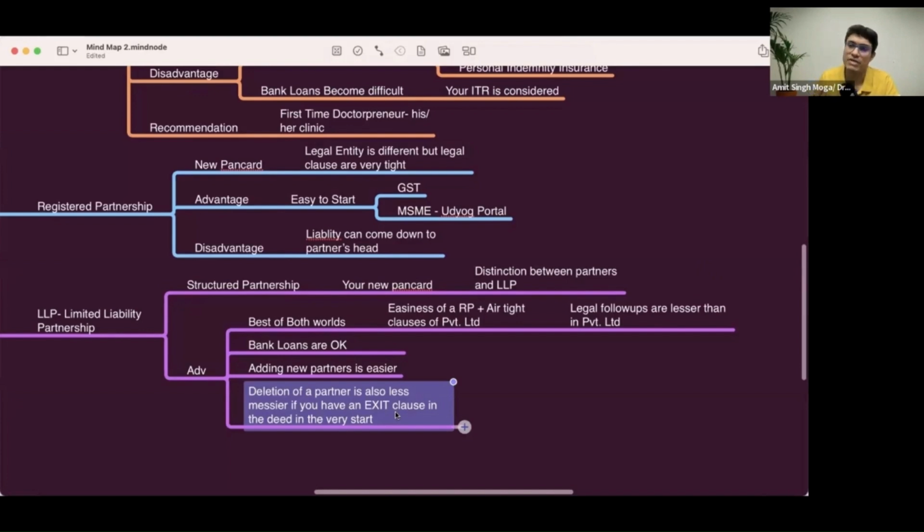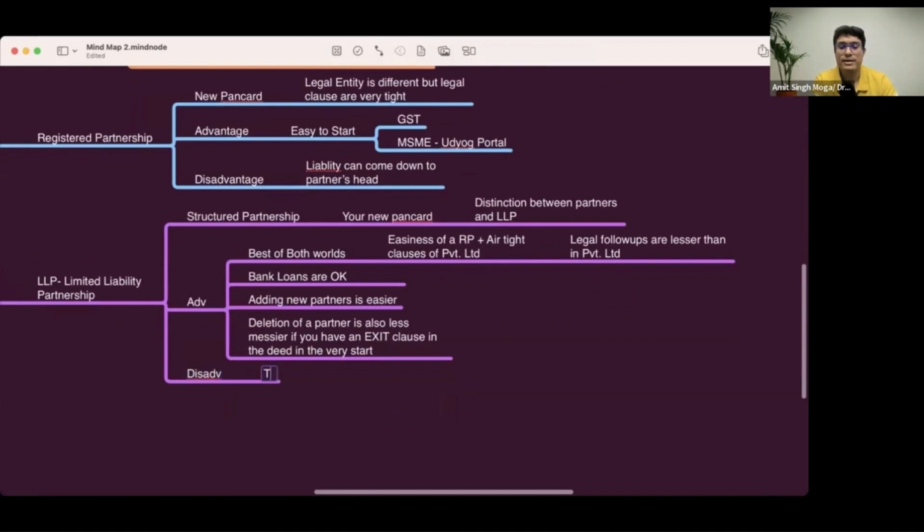Some partner goes after 5 years, what happens? Anybody who is just living in 6 months or 1 year, that is also happening. So then what will happen? Disadvantage: taking external money. External means funding.